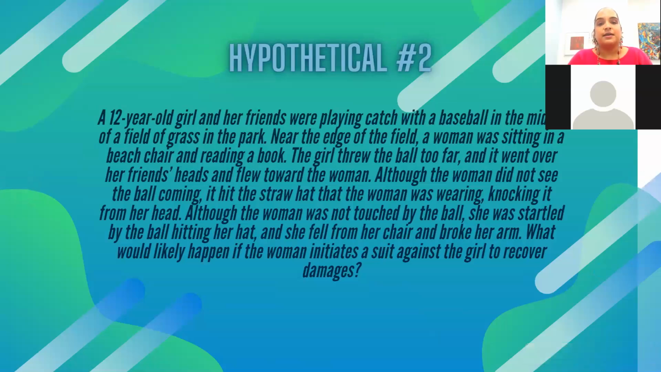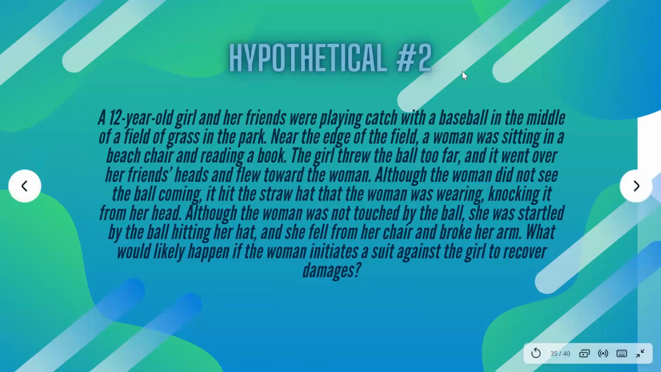All right. Number 2: a 12-year-old girl is playing catch with her friends with a baseball in the middle of a grass park field. Near the edge of the field, a woman is sitting in her beach chair reading a book. The girl throws the ball, but it goes too far, over her friend's head and towards the woman. The woman didn't see the ball coming and it hit the straw hat she was wearing, knocking it from her head. She wasn't touched by the ball, but she was startled when the ball hit her hat, and so she fell from her chair and broke her arm. What would likely happen if the woman initiated a suit against the girl for damages?